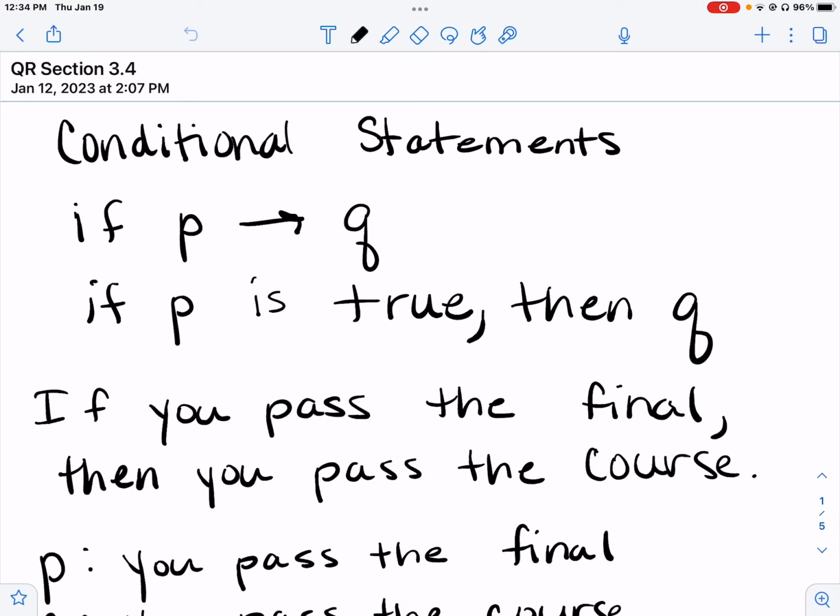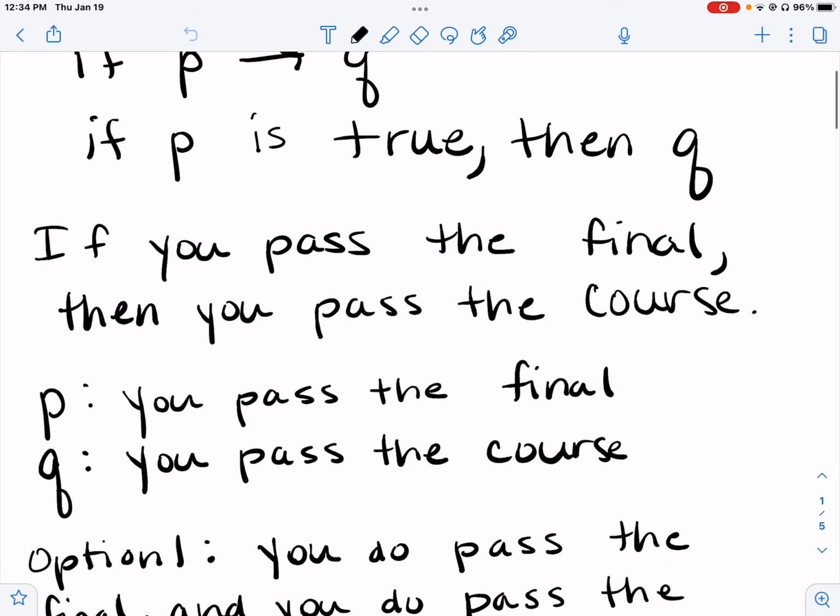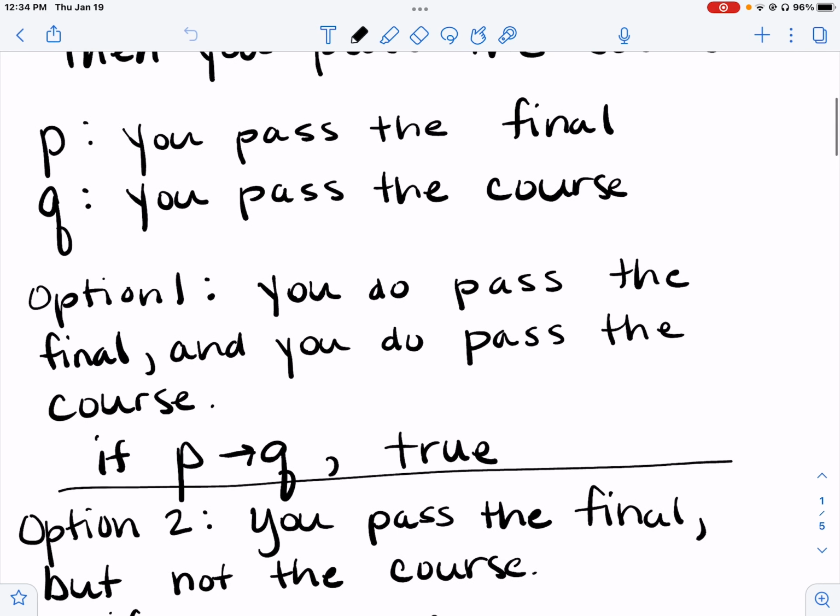Section 3.4, conditional statements. If P, then Q. That means if P is true, then Q. If you pass the final, then you pass the course. P is passing the final, Q is passing the course.